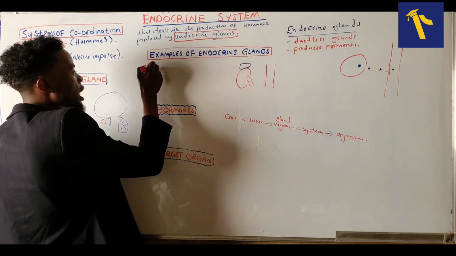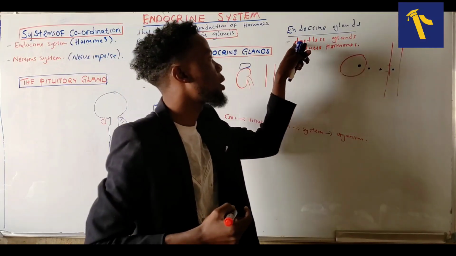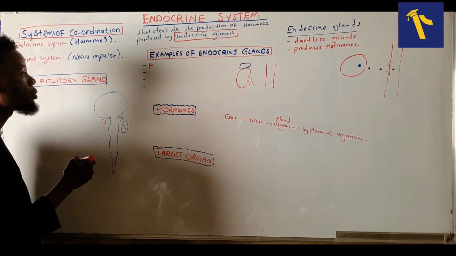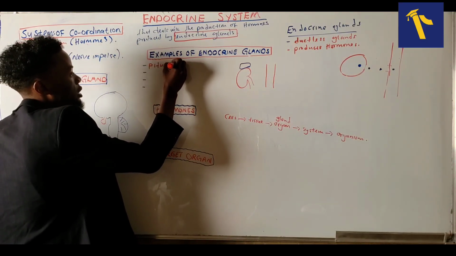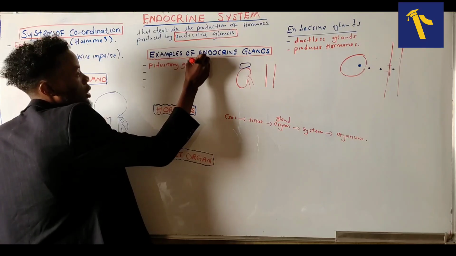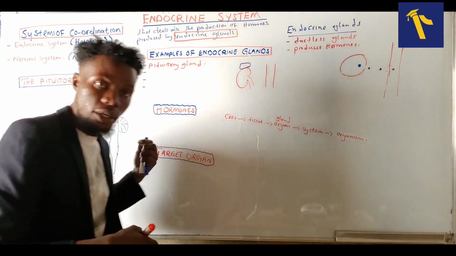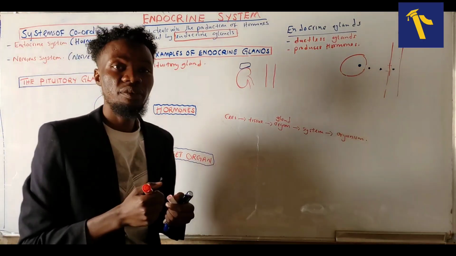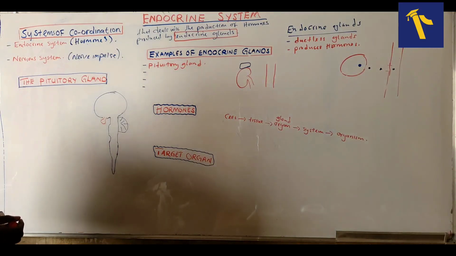The first good example of an endocrine gland that produces hormones and is ductless is the pituitary gland. Under the pituitary gland, we'll explain in detail so that you understand where you can find it and what its major function is. So that's the first good example, the pituitary gland. What is the next one?